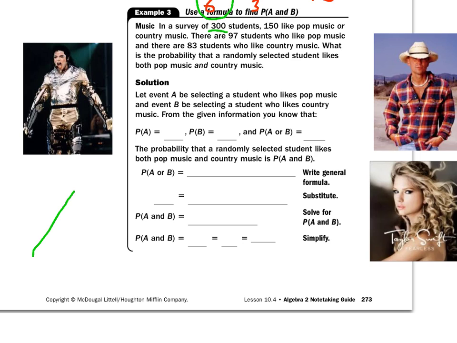So if we take a look at that scenario, we're going to let event A be selecting a student who likes pop music, and B be the student who likes country music. So it's possible to like both, so let's keep that in mind. So you have 97 over 300 people. Those were our pop music, and 83 over 300 who liked country music. And then the probability of A or B, you see we had that or in the beginning, they like pop music or country music, was 150 out of 300.